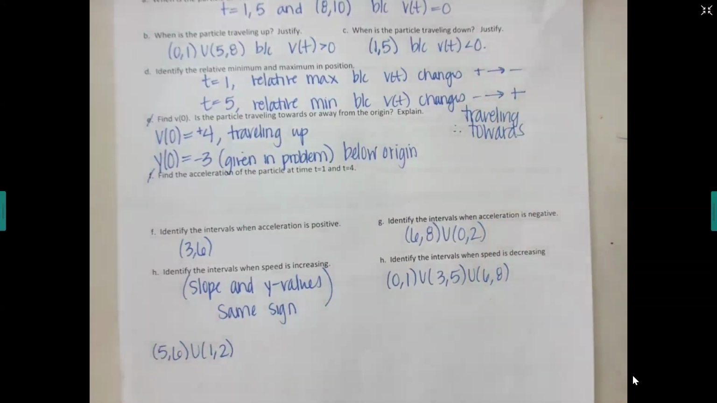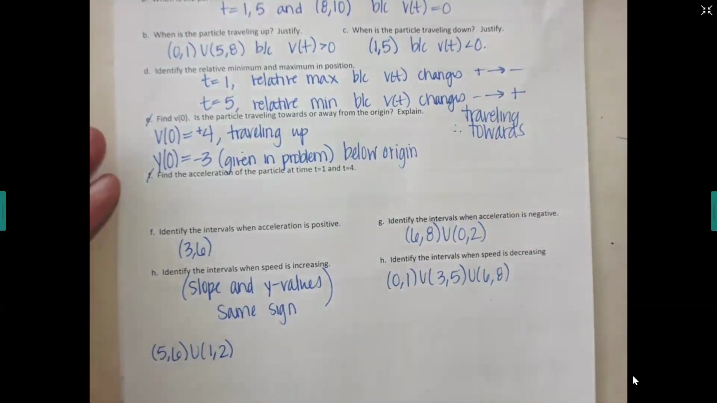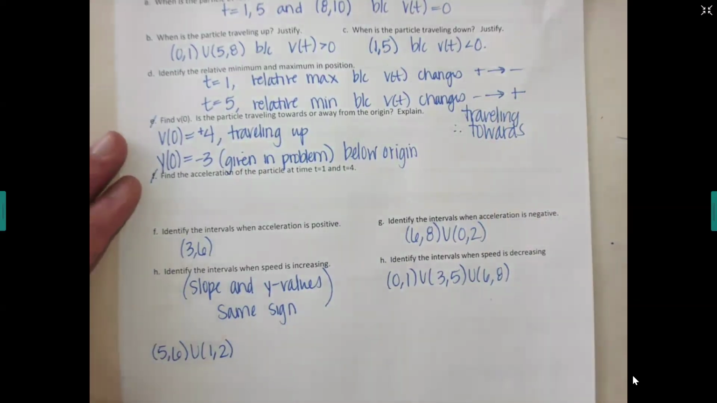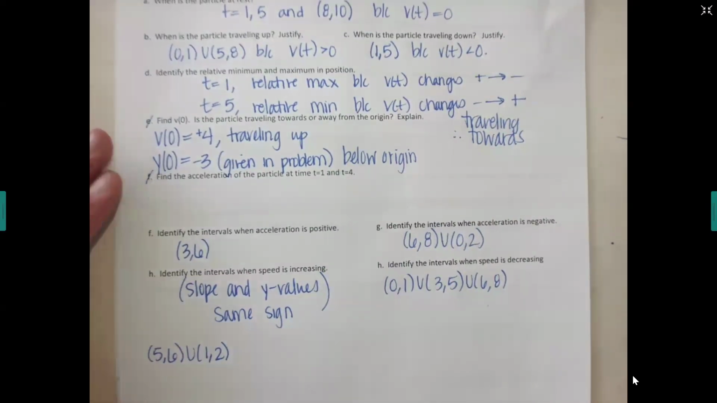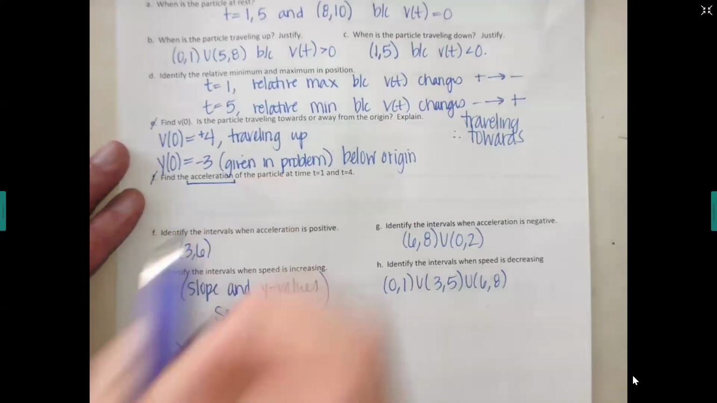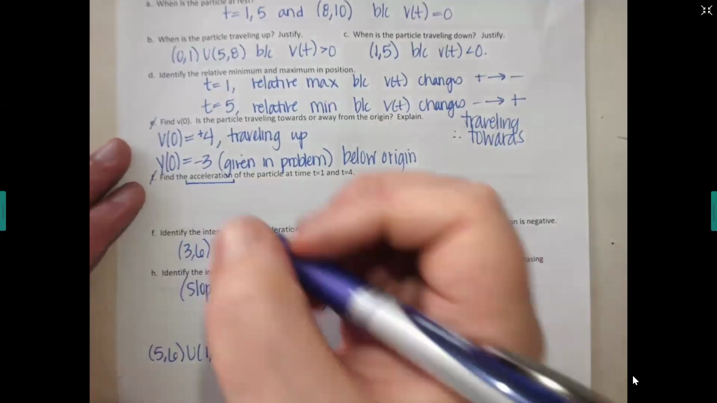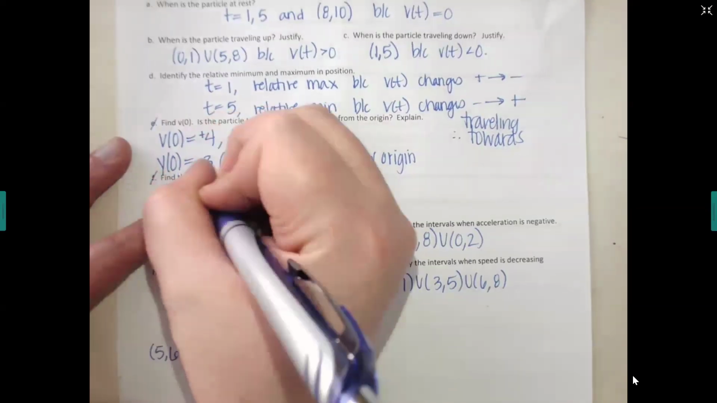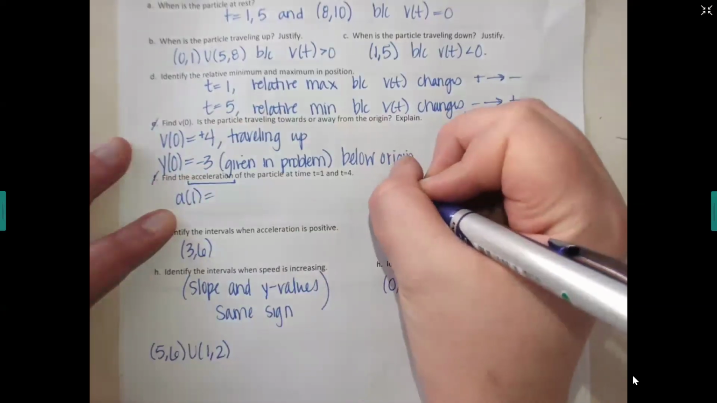Okay. So if I'm below the origin, because they told me the position, and I'm traveling up, then I know I would be traveling towards. Okay, last thing we're going to add to that is the acceleration at 1 and 4. What feature is acceleration on a velocity graph? Slope, very good. So put A of 1 and then A of 4.